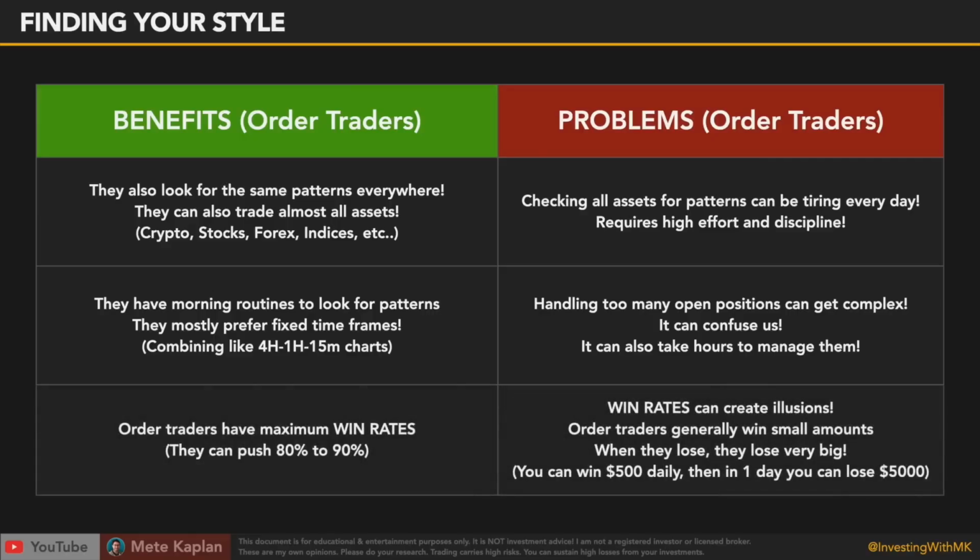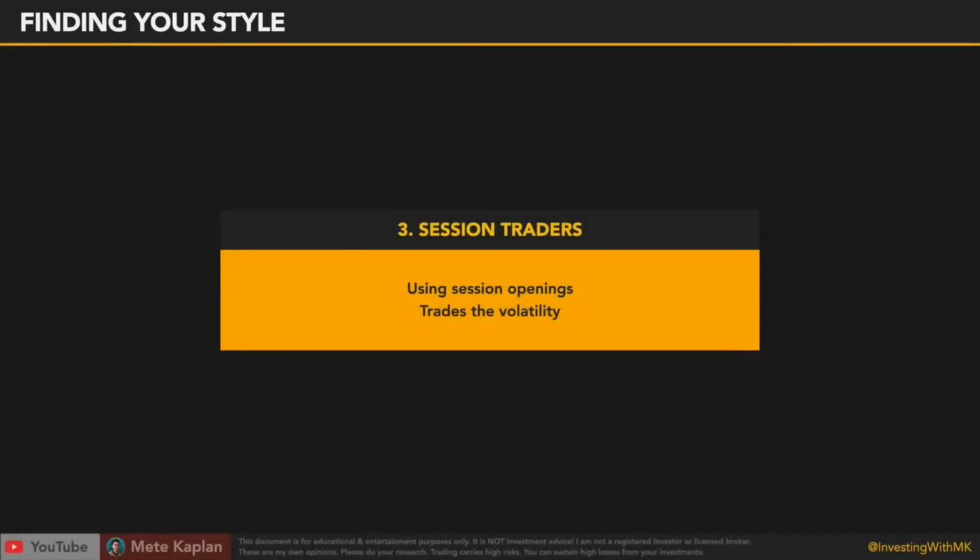When you see order traders, you will notice that they have crazy win rates, like 80-90% win rates. However, this is mostly an illusion, since they have very small positions without hard stop losses. They generally tend to make small gains, but when they lose, they will lose quite a large amount. You can make like $50 every day for 2 weeks, but you can lose $5,000 in one single day with bad management of orders. Our last type is session traders.